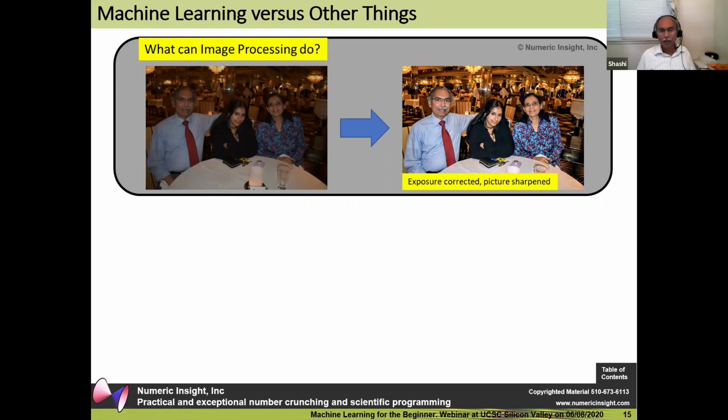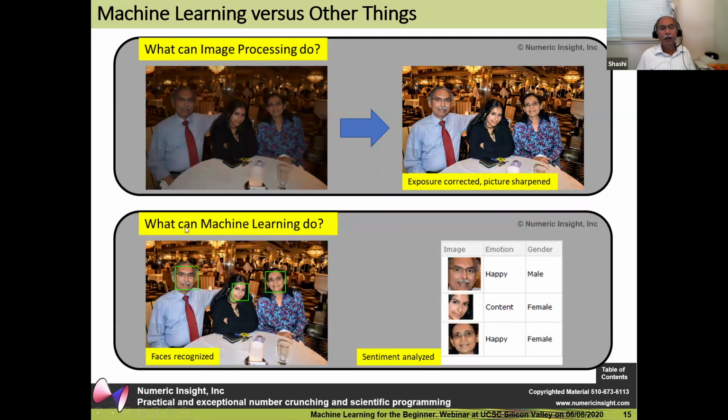I think you are guessing right. This is my wife and this is my daughter. Now I want to show you machine learning can draw a box around the faces. The faces can be recognized. This is what most modern cameras do. I already told you about this. And it can also analyze the sentiment in the face. I already told you about this.